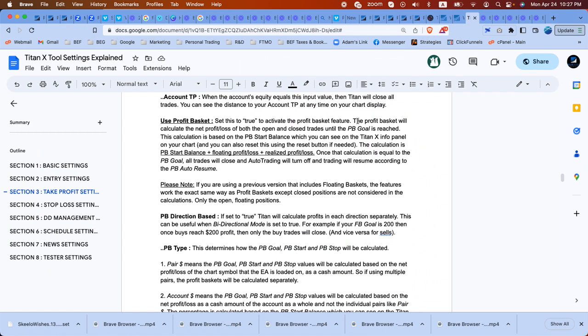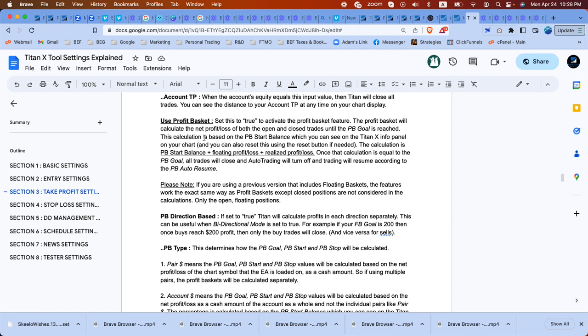And here's what the profit basket is. The profit basket will calculate the net profit loss of both the open and closed trades until the profit basket goal is reached. So basically you set how much profit you want to collect in your profit basket, quote unquote, right? And then Titan will automatically calculate what the net profit loss is, and once you've achieved your basket goal, then it will close all trades. So let's say you want to make $2,000, great. You set your profit basket goal to $2,000, and once the net profit equals $2,000, then all trades will close, and you'll have made $2,000.